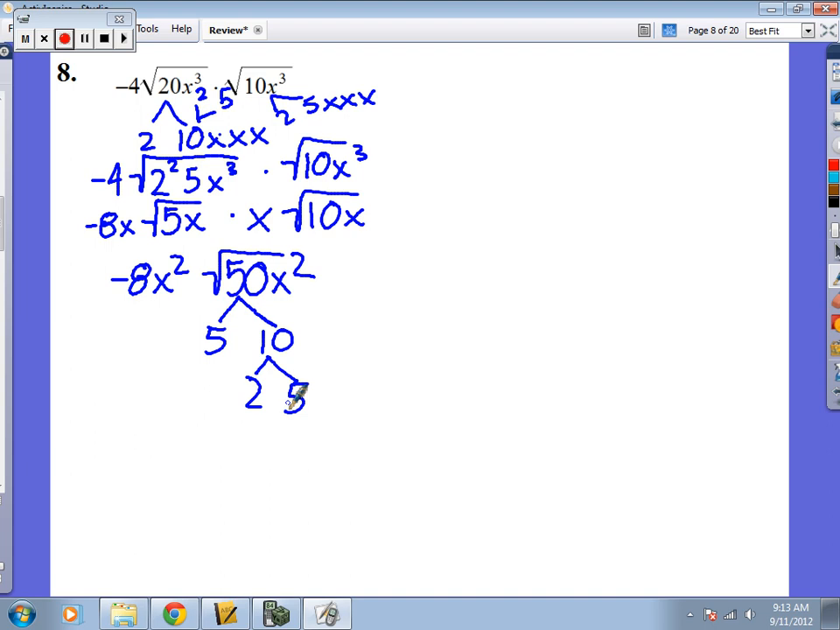2 to the 5th, 2 5, anyway, and you have 2 5s, so you can take out the 5, and you times that with 8, so you have -40x, and you can take out another x, so you have x cubed, and then you put it over 2 because there's only 1 2 left. Yep.